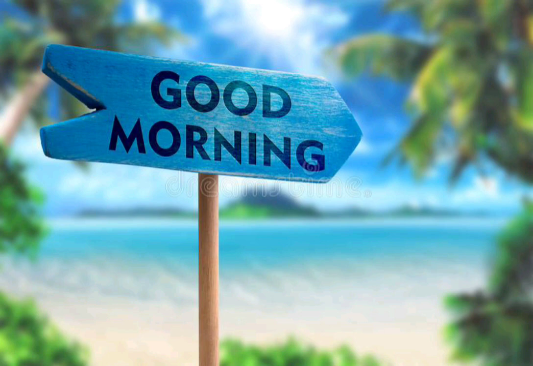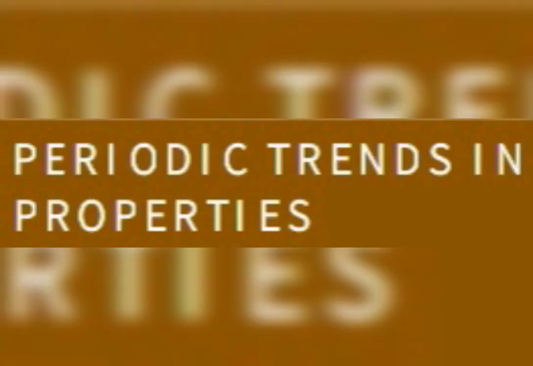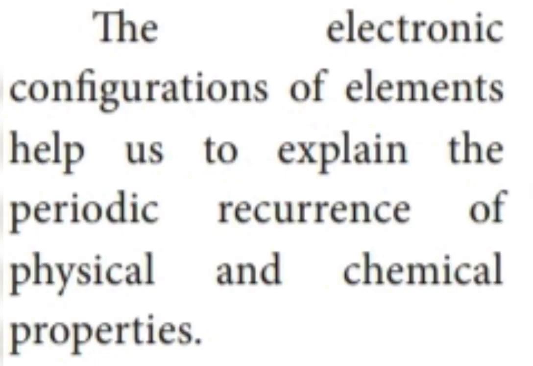Today we learn periodic trends in properties. The electronic configurations of elements help us to explain the periodic recurrence. Recurrence means reappearance of physical and chemical properties.